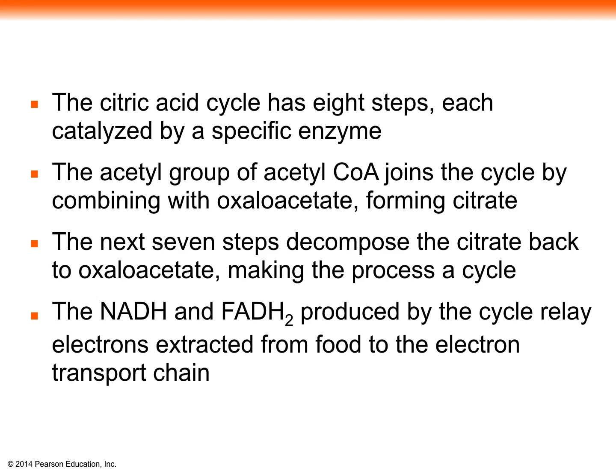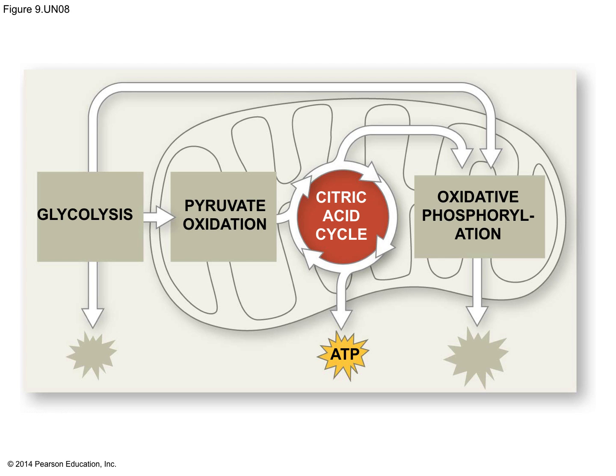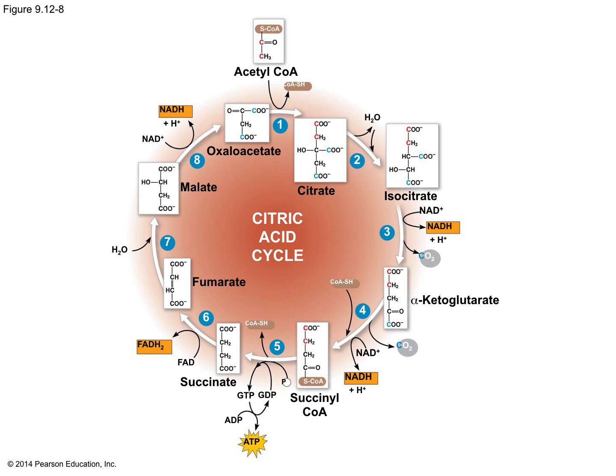The citric acid cycle is named based on the first molecule that is made, which is called citrate. The next 7 steps decompose the citrate back into oxaloacetate, making the process a cycle. The NADH and FADH2 produced by the cycle relay electrons extracted from food to the electron transport chain. Let's look at the Krebs cycle or the citric acid cycle in detail.